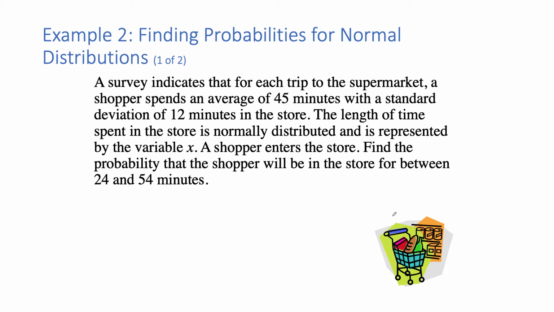Some more examples. A survey indicates that each trip to the supermarket, a shopper spends an average of 45 minutes. So we know the mean is 45. The standard deviation is 12. And we know that the length of time is normally distributed and is measured by this variable x. The amount of time a shopper spends inside the store is a normal distribution. A shopper enters the store. Find the probability that the shopper will be in the store between 24 and 54 minutes.